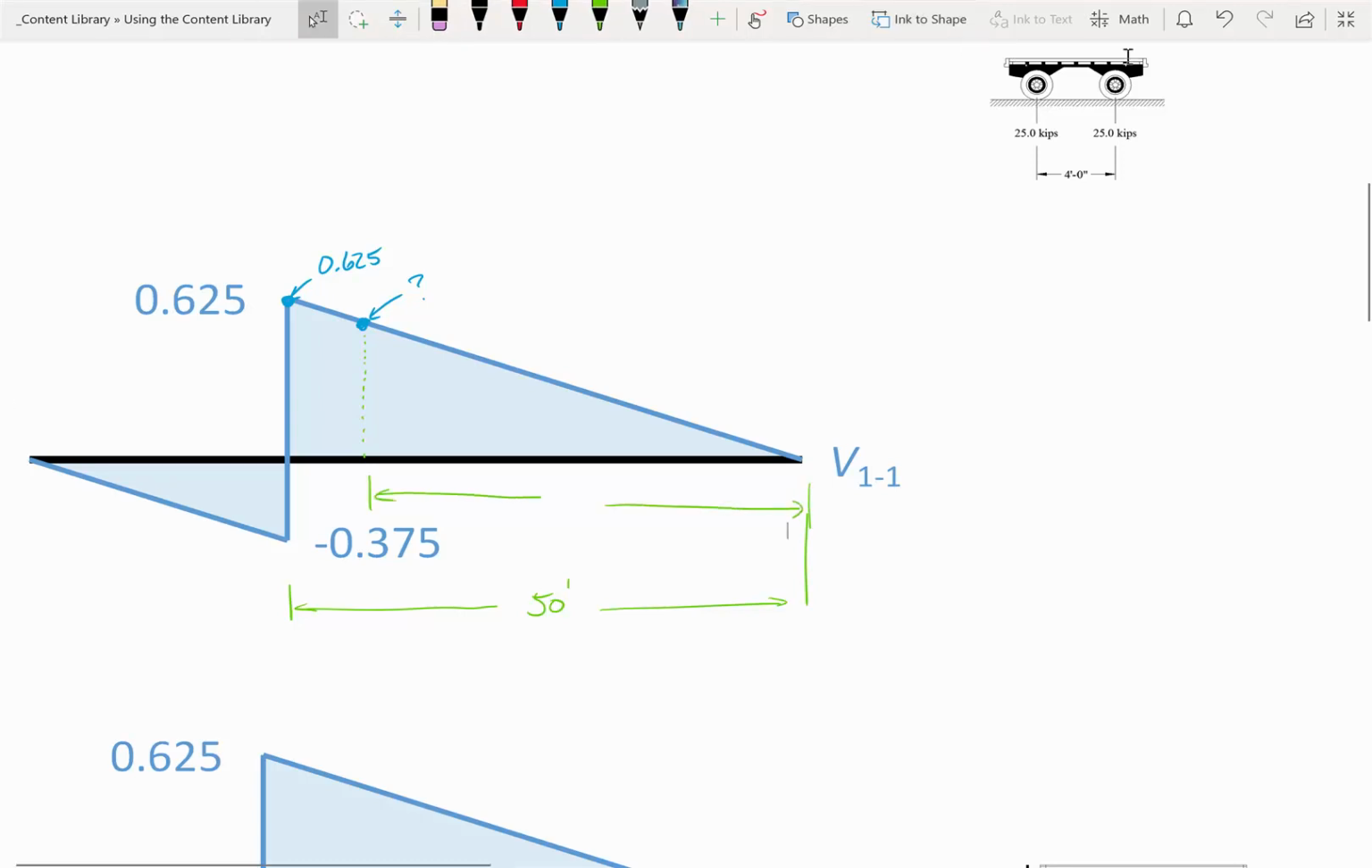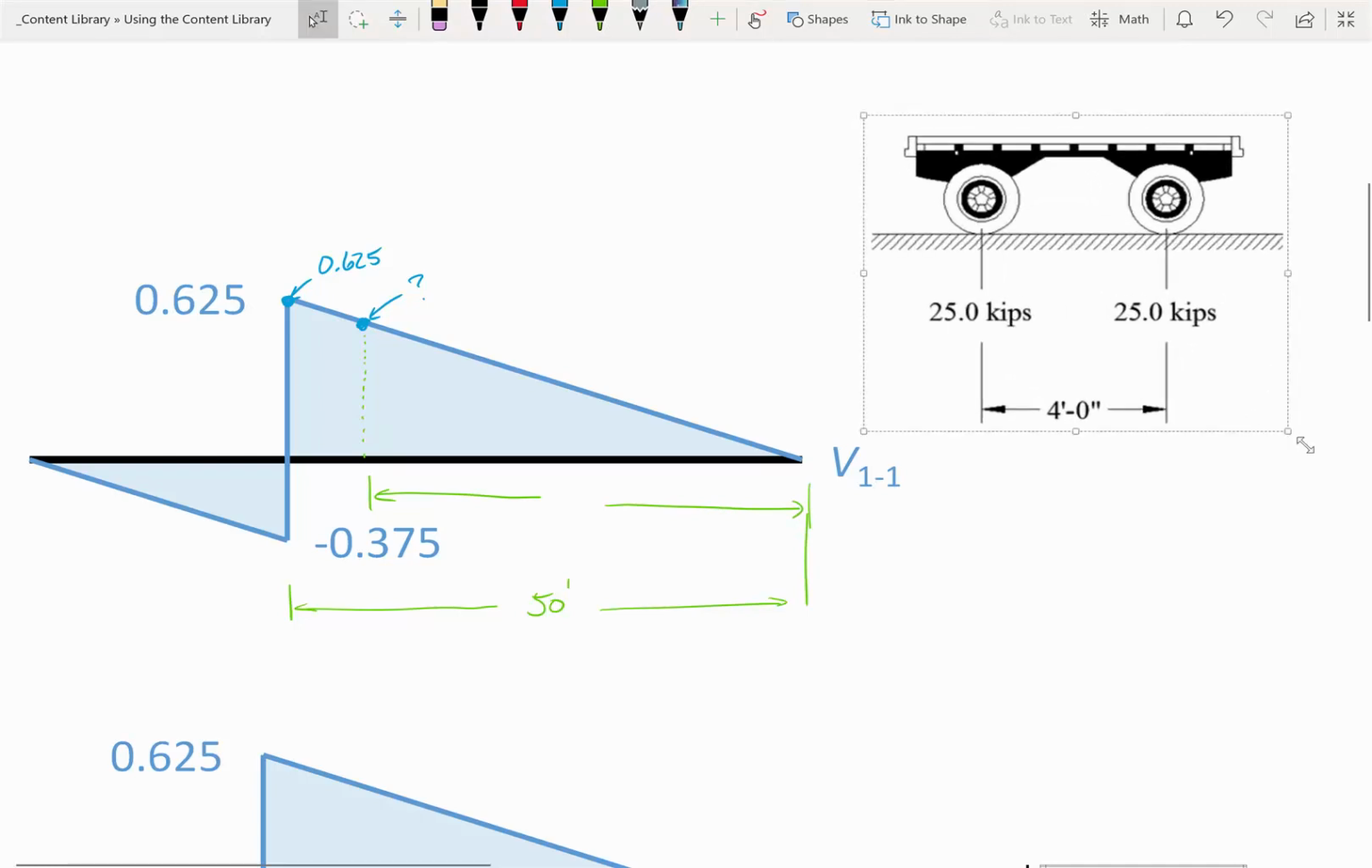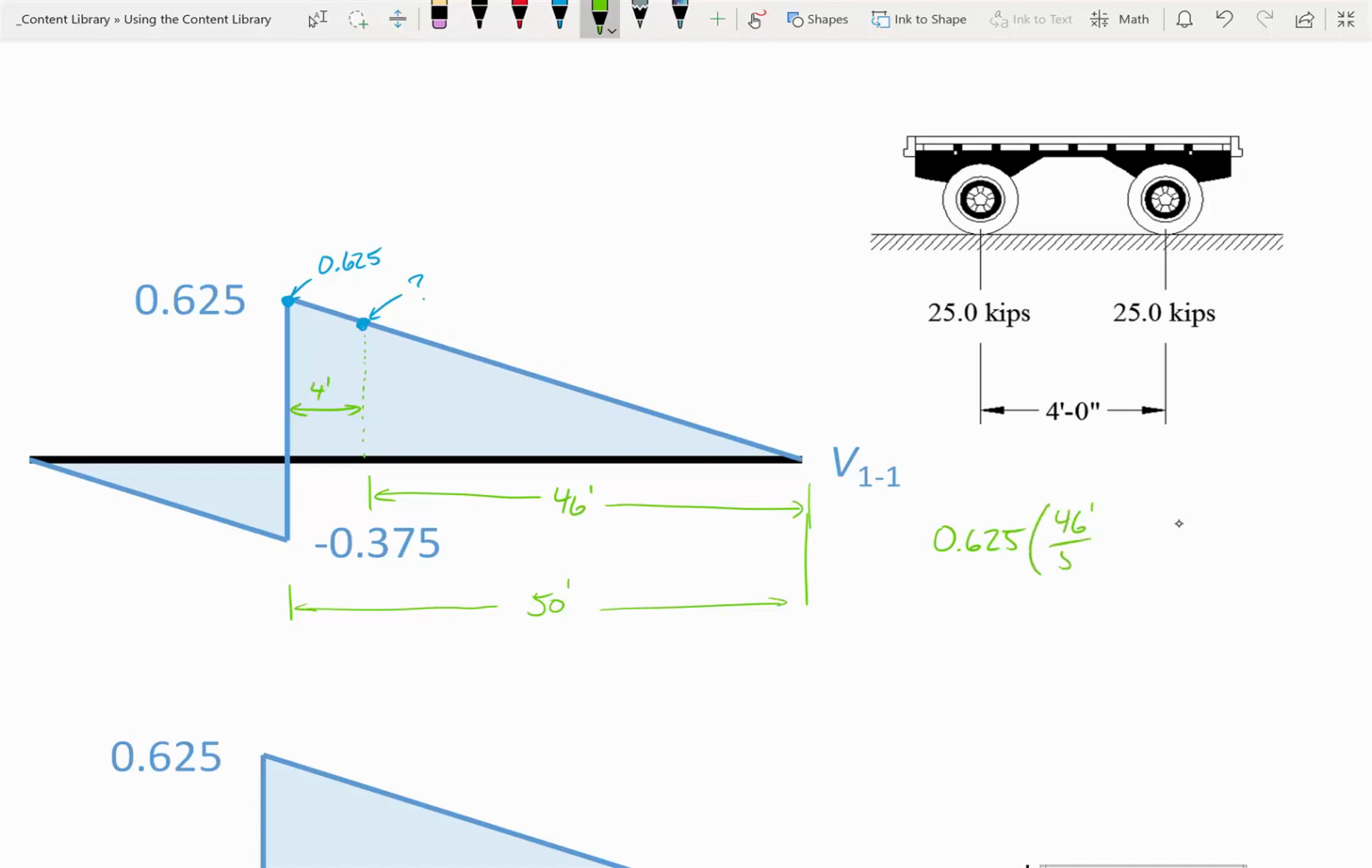Okay, let me take my tandem here and blow it up a little bit. The tandem axles are spaced 4 feet apart, so I know that this dimension here is 4 feet, and this is 46 feet. So how do I find this unknown value here? What I'm going to do is take 0.625 and multiply it by 46 over 50. It's that simple. So 0.625 times 46 over 50 is 0.575. And that's all there is to it.